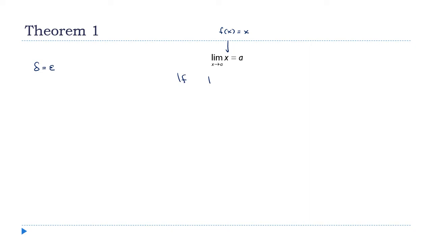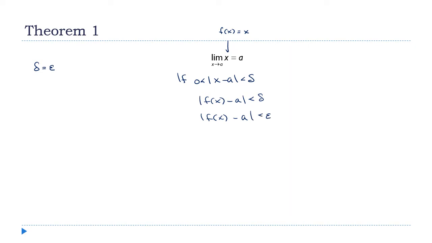If the absolute value of x minus a is between delta and 0, then what? Well, look, f of x is equal to x, right? So I'm going to replace the x here with f of x. This means that the absolute value of f of x minus a is less than delta. But look, I picked my delta to be the same as your epsilon. So this is the same as the absolute value of x minus a is less than epsilon.